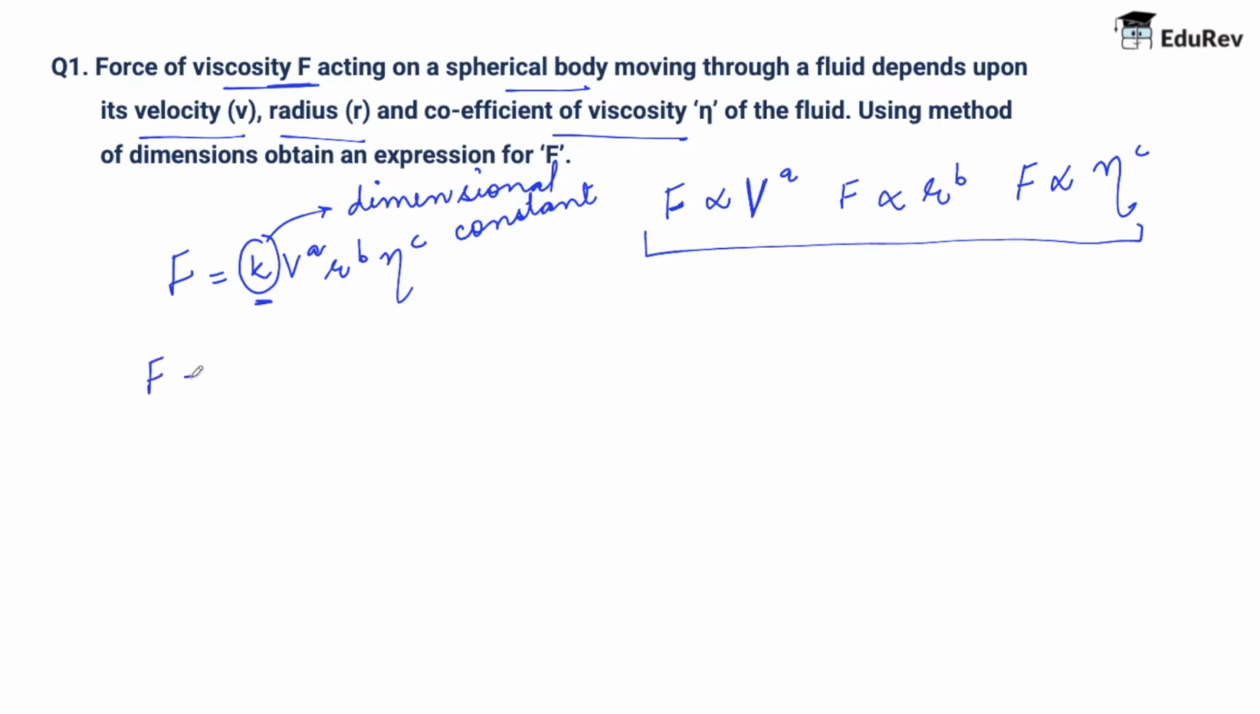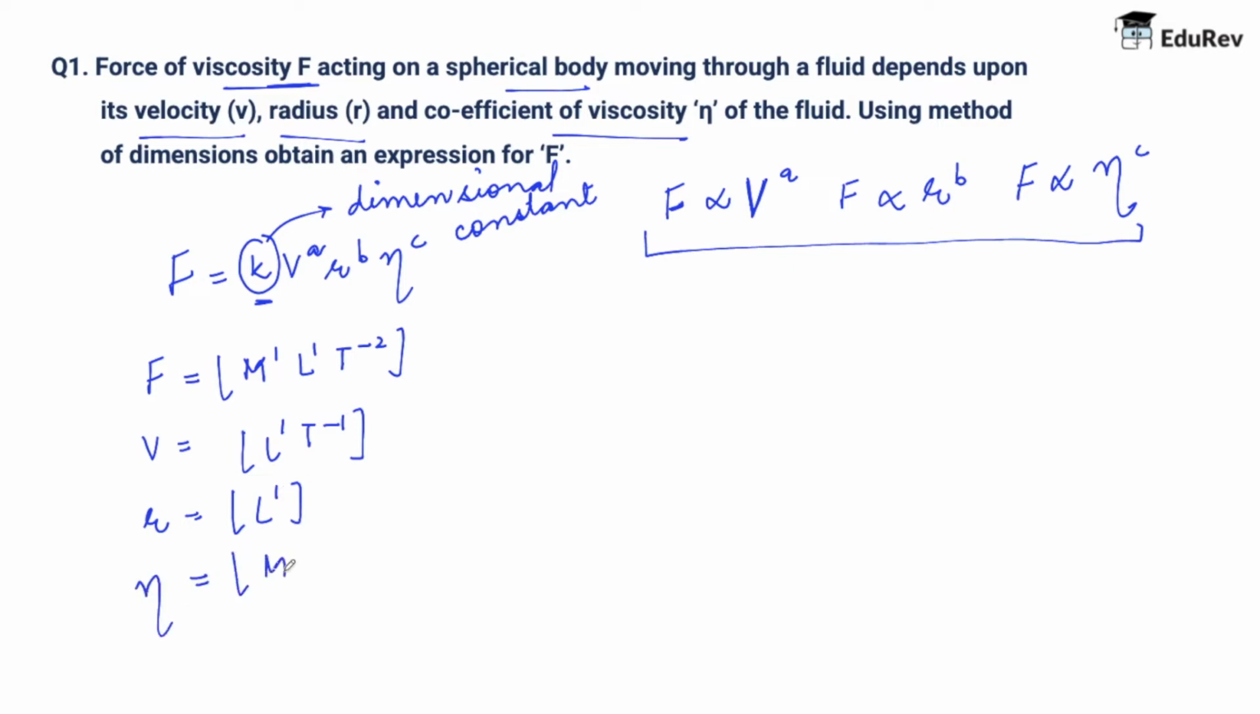Now for force, we know the dimensional formula is what? It's M L T. For velocity, we have what? L T. Then for radius, we have L. And for coefficient of viscosity, we have M L T. Now, when I'm going to substitute the dimensional formulas in equation 1, which equation? This equation. Then what is going to happen?